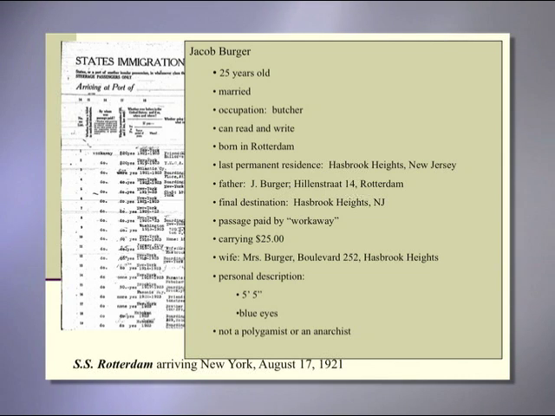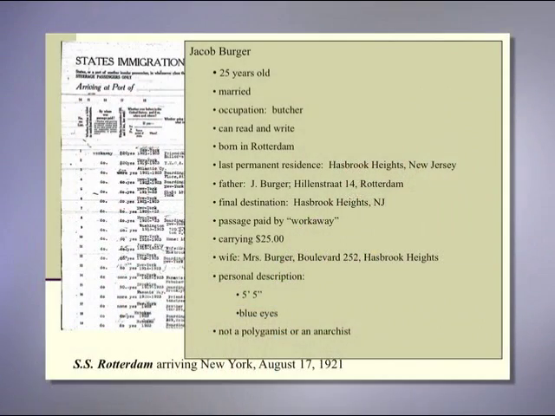It gives you the name of his wife, Mrs. Berger, and her address in New Jersey. And it also gives you a personal description of Jacob Berger. So from the manifest, we learn that he is 5'5" with blue eyes. And we also learn that, unfortunately, he is not a polygamist or an anarchist. So you can see that the later immigration list will give you a wide source and a wide variety of different information. I want to point out two things about this list.